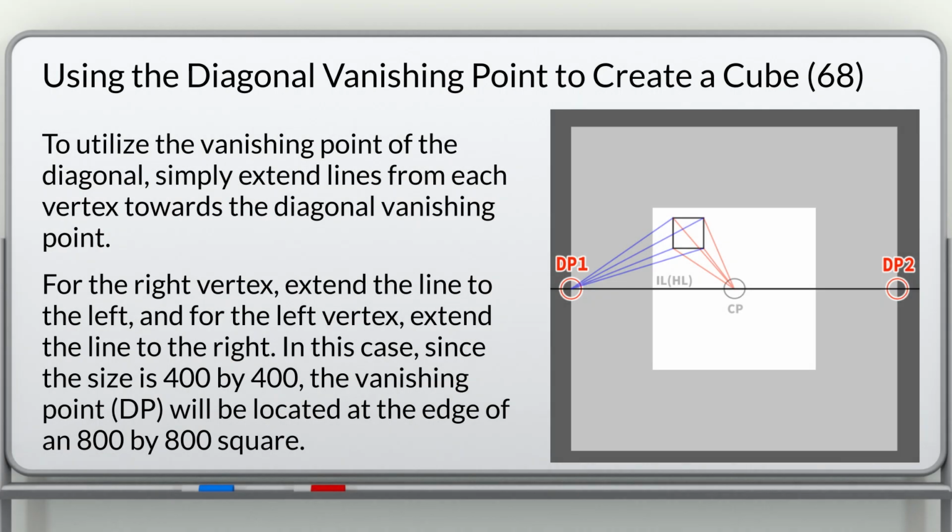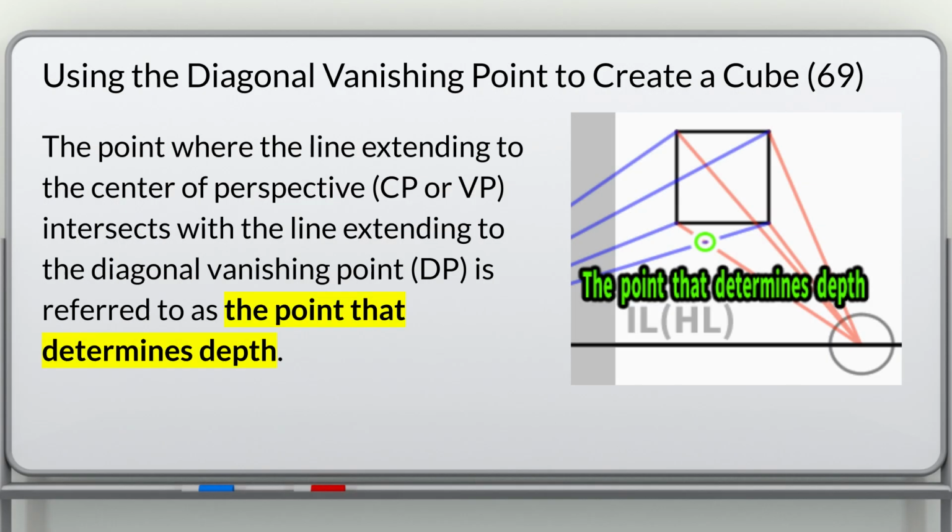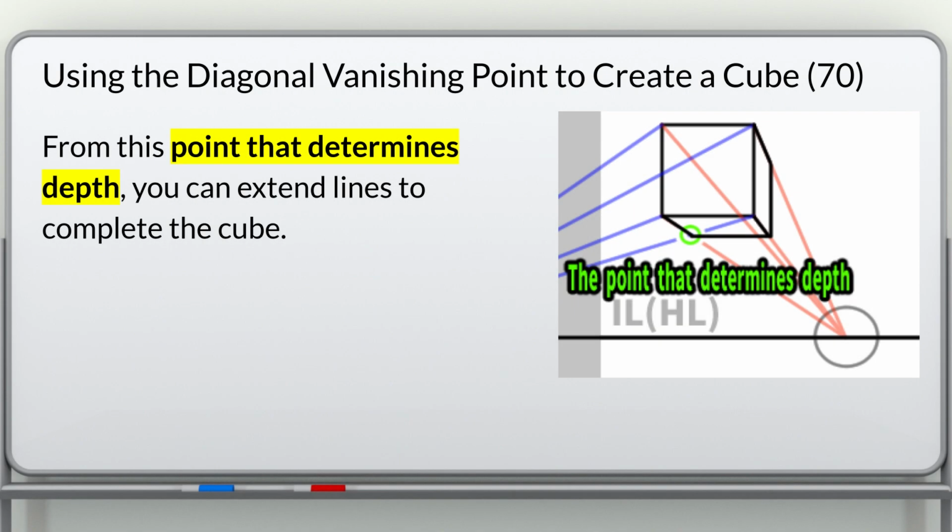To utilize the vanishing point of the diagonal, simply extend lines from each vertex towards the diagonal vanishing point. For the right vertex, extend the line to the left, and for the left vertex, extend the line to the right. In this case, since the size is 400 by 400, the vanishing point will be located at the edge of an 800 by 800 square. The point where the line extending to the center of perspective intersects with the line extending to the diagonal vanishing point is referred to as the point that determines depth. From this point that determines depth, you can extend lines to complete the cube.